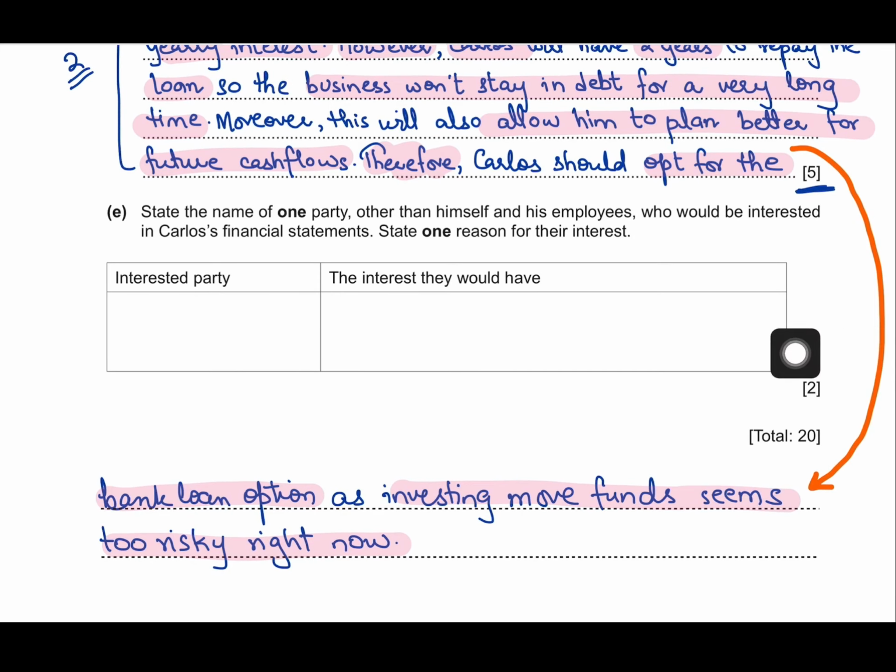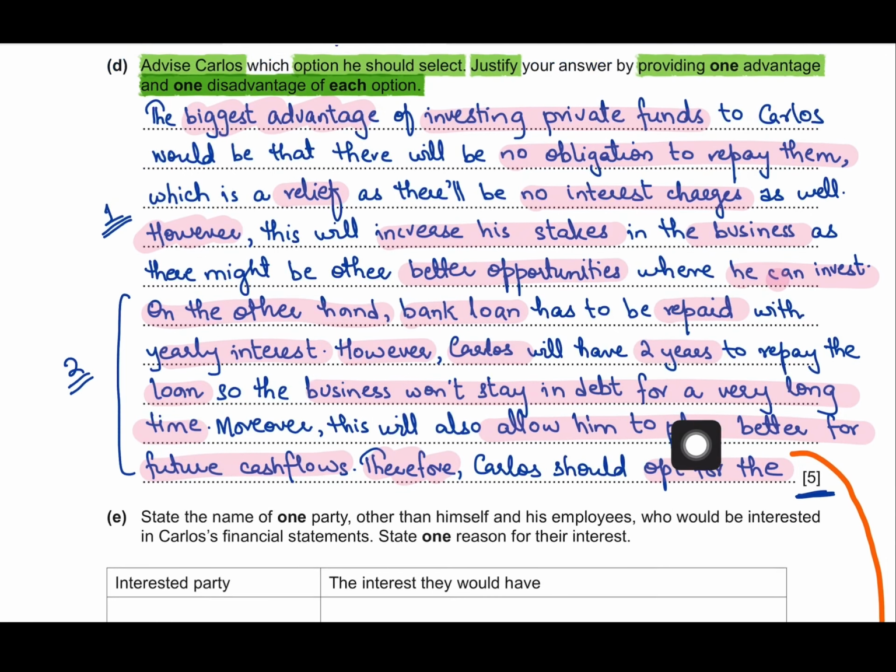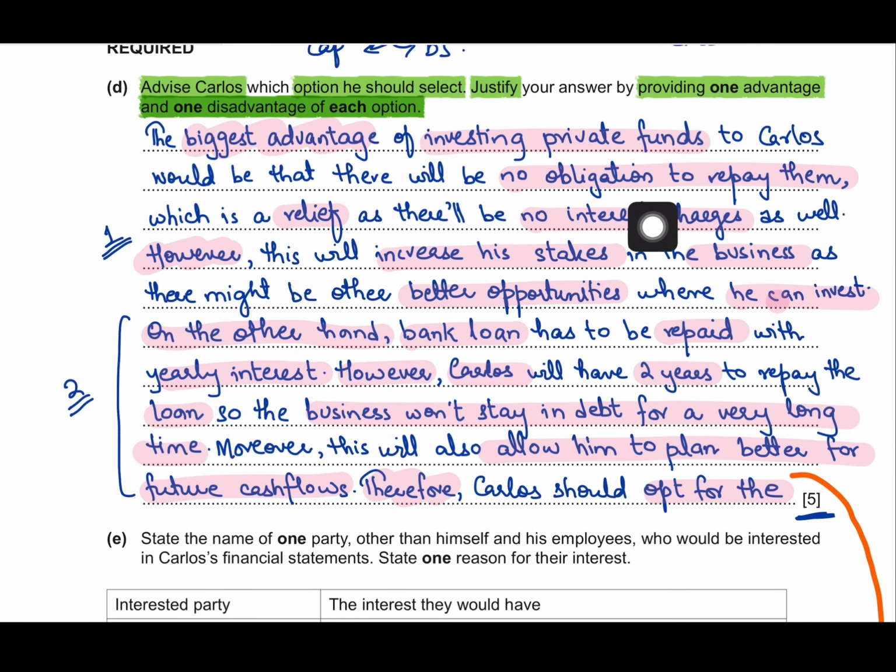Now, I exceeded the lines, of course, because I explained more benefits for option number 1 and more benefits for option number 2 as well. But you just have to write one benefit and one drawback for each of these options, right?